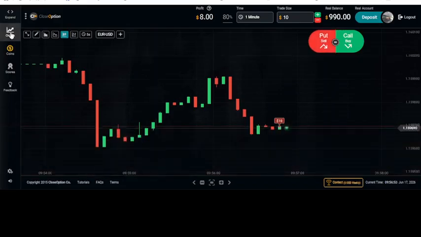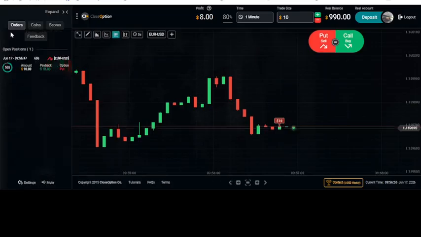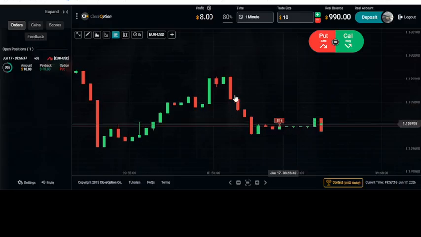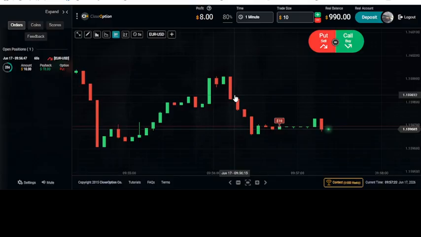If I click on the orders button here to the left, we're going to see a trade timer, a countdown clock, and the current position. So let's wait for the expiration of this trade. The indicator told us to sell at this level. All the various oscillators and moving averages gave us a sell trade. So let's monitor this trade and wait for the expiration.